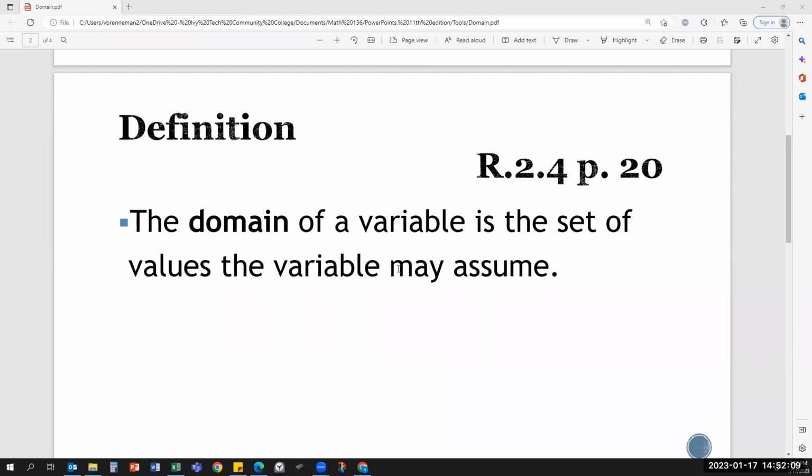Or there might be a situation where there's a specific context to that expression, and so there are certain values that it makes sense for the variable to take on and other values that wouldn't make sense. We might even have a graph or a list of values. If we have a set and this is the set of X, then that's the domain. Those are the values that X takes on.